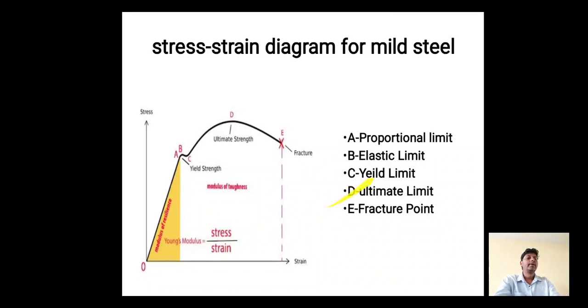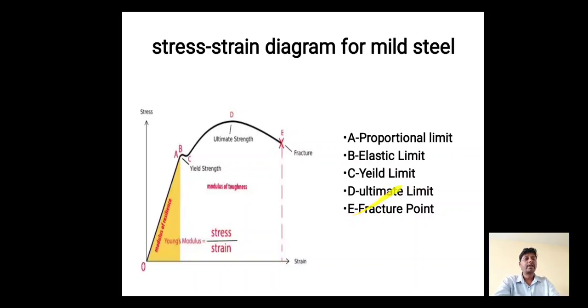Okay, then coming to D, the ultimate point. This point is called the ultimate point. Ultimate strength or ultimate limit is nothing but, up to this you can apply a stress. After this you can't apply a force. If you apply a force, that body will fail. That limit is called the ultimate. Ultimate is the maximum point, so that maximum point is called the ultimate limit.